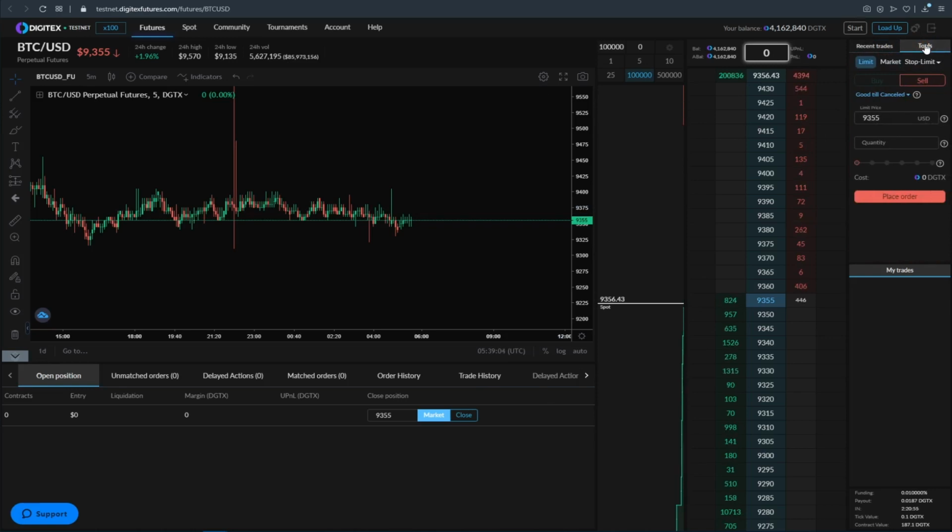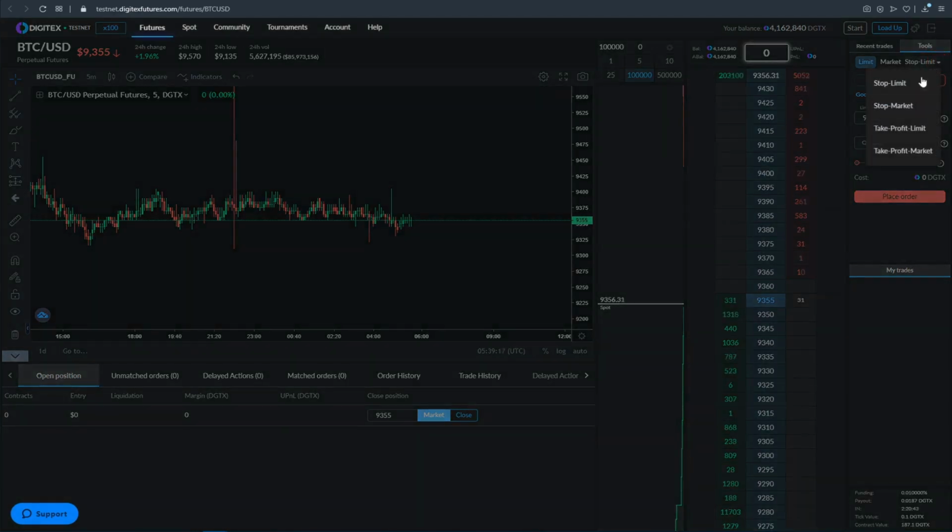So if we go to the tools next to the recent trades right here, you can see how you have a traditional order box right here. So you have your limit, market, and then your conditional orders are going to be right here, third on the top. And so you can click this drop down. So you have a stop limit, which is a limit order that can be used as a stop loss, and then stop market, which is a market order that can be used as a stop loss. And you have take profit limit and take profit market. So it's the same thing for take profit. You have limit and market.